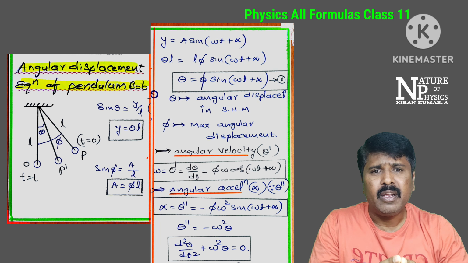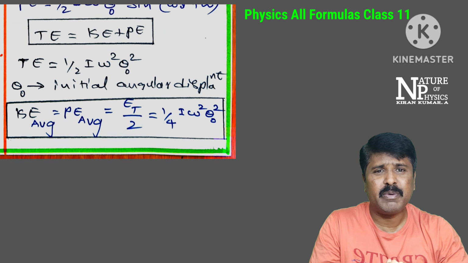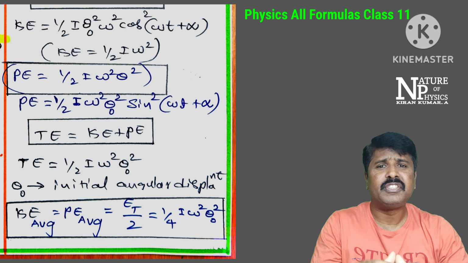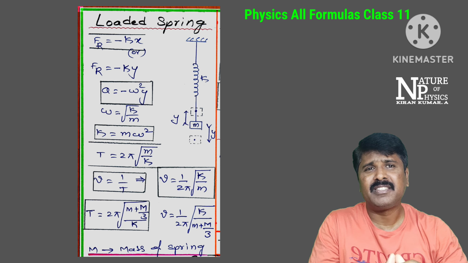Then next one, here we got the equation theta is equal to phi sine omega t plus alpha. This is the angular displacement equation I got. Based on that we got the kinetic energy, potential energy, total energy. Energy can neither be created nor be destroyed, total energy remains constant.